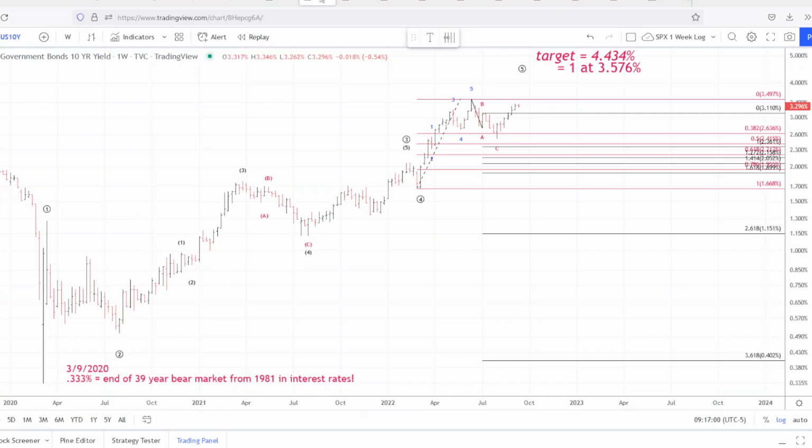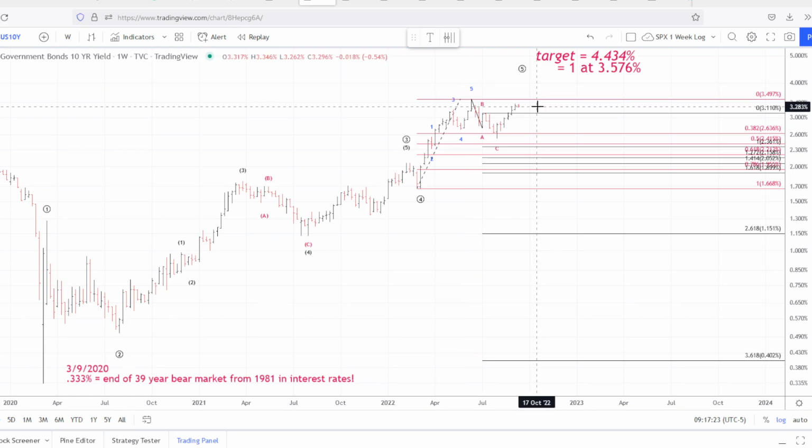Okay, as usual, the US 10-year, again, in March of 2020, ended a 39-year bear market in interest rates from 1981, and we're on our way up, okay? This looks like an ABC correction here. This is a weekly chart. I want to get into that a little bit. You can see, let's just move it down, okay? Because that was the previous high at 3.497.